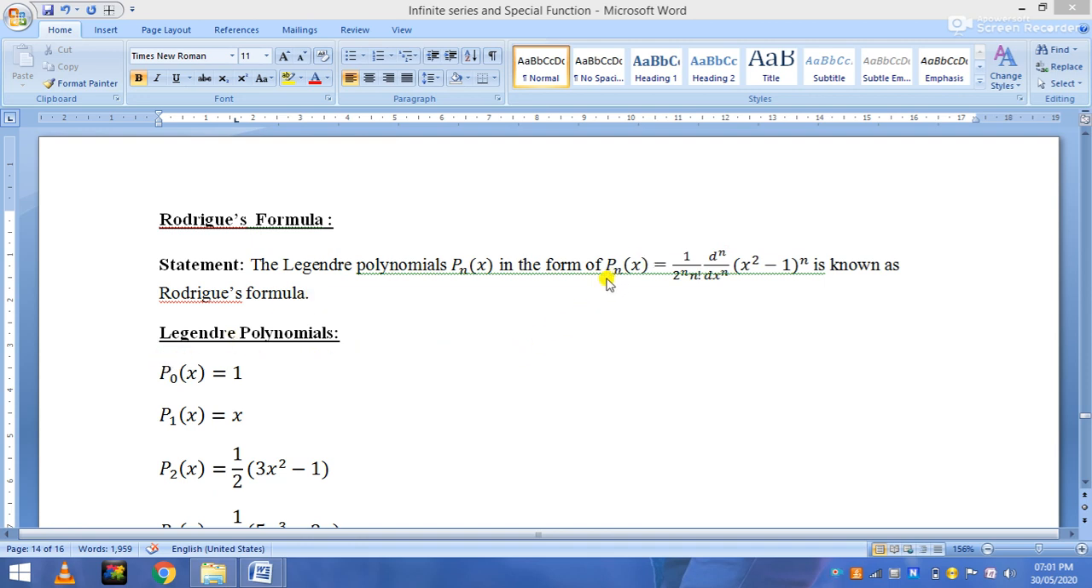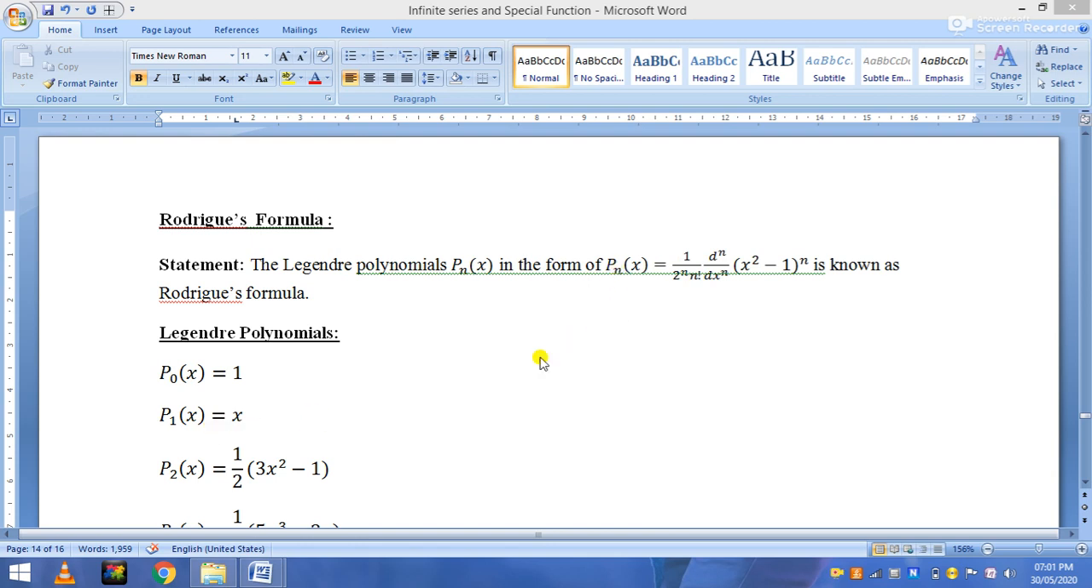So put n is equal to 0 here, you obtain p naught of x equal to 1. For example, if you put n is equal to 0 here, 2 raised to 0 is 1, 0 factorial is 1, d raised to 0 means 1, then anything raised to 0 is 1, so 1. Like that, put n is equal to 1, you obtain P1 of x equal to x.